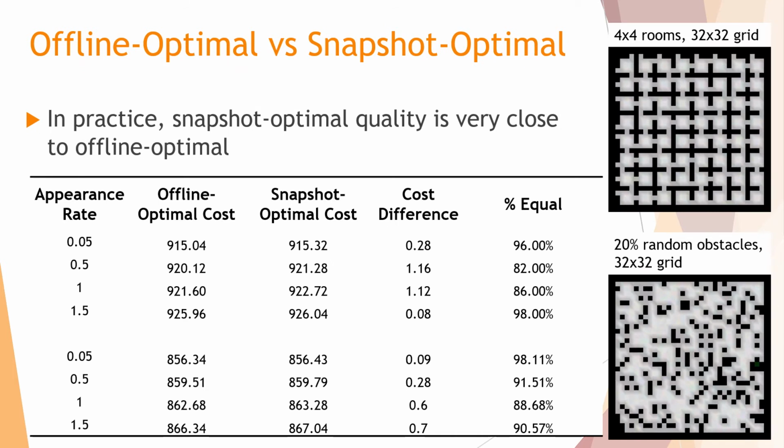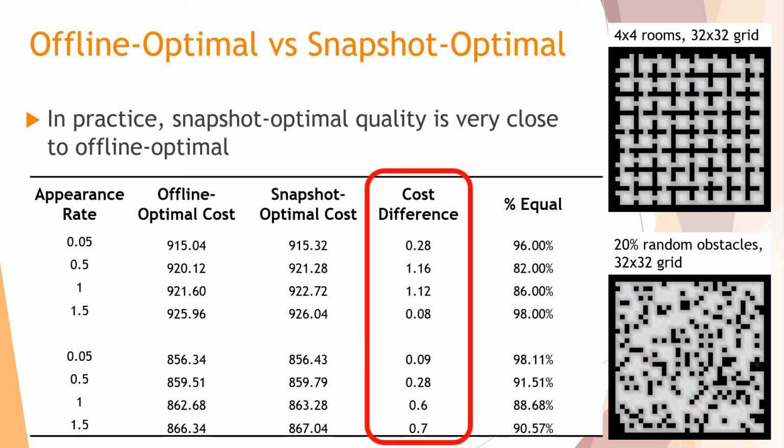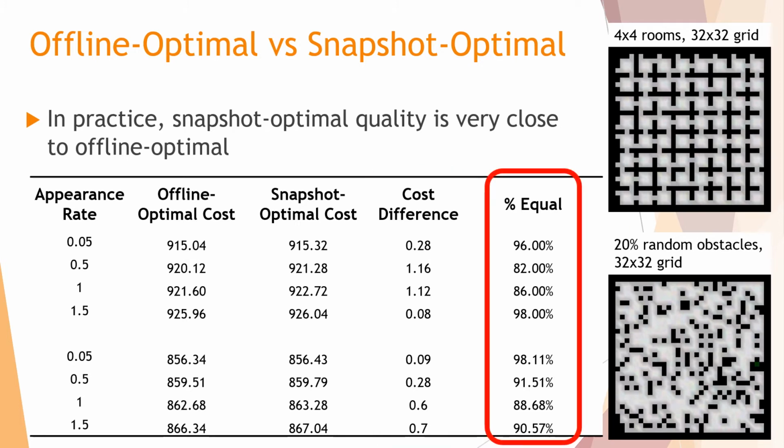We compared offline and snapshot on two dense domains: a grid divided into small rooms, and a grid with random obstacles. We used a total of 40 agents per problem instance and tried different rates for how many agents would appear on average per time step. The results of our experiments show that average solution costs are usually very similar, with most instances even having equal offline and snapshot solution costs.